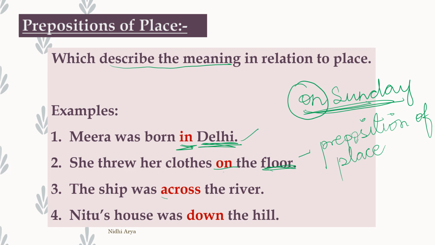The ship was across the river. तो the ship था, across means it has crossed the river. Across, it has crossed the river from one shore to another. Neetu's house was down the hill. Where was it? It was down the hill. So these were all the prepositions of place, and we have also seen the prepositions of time.